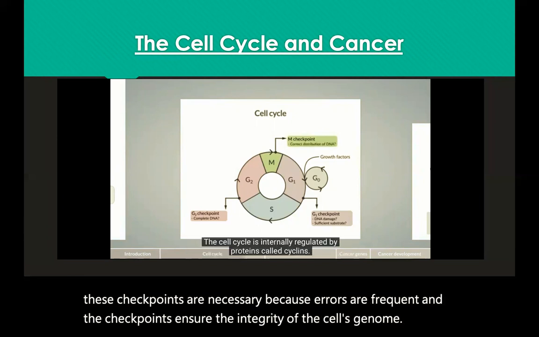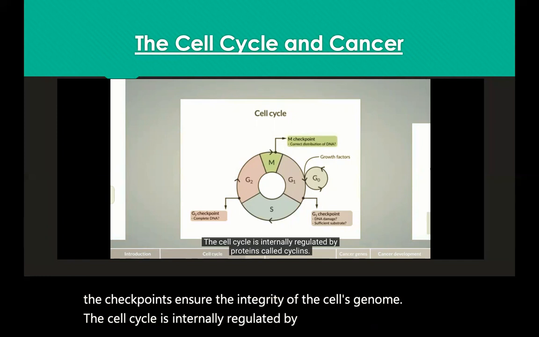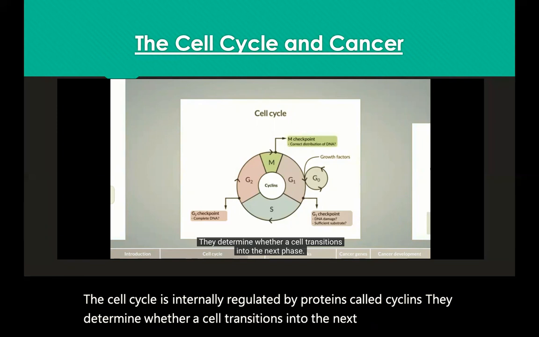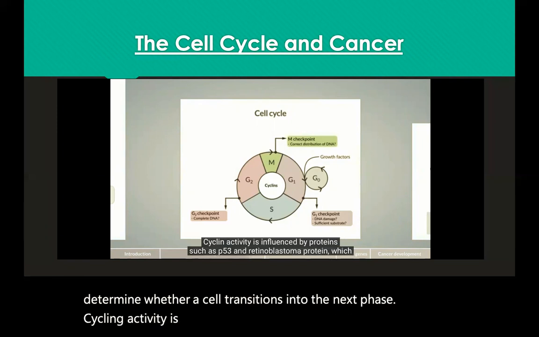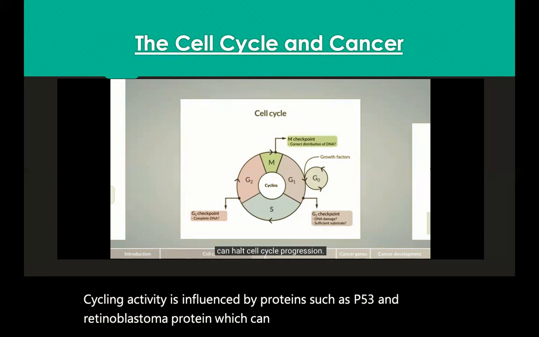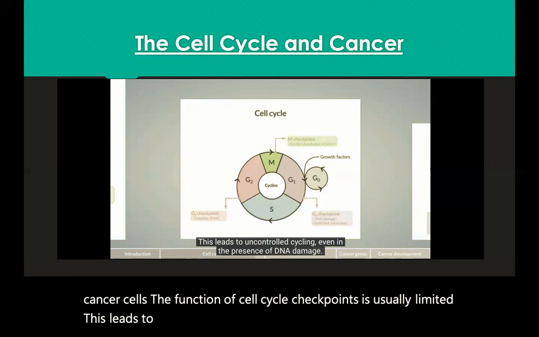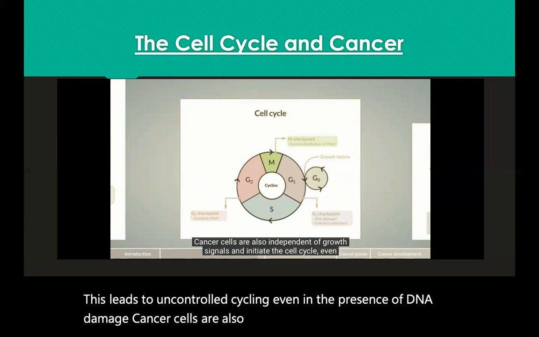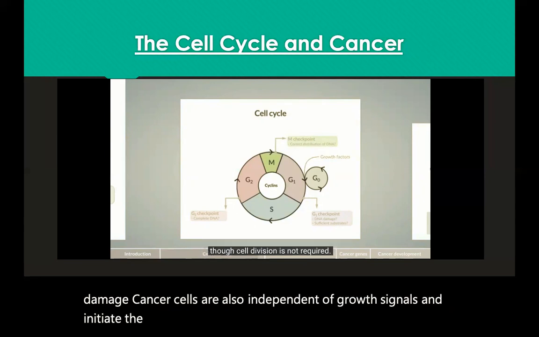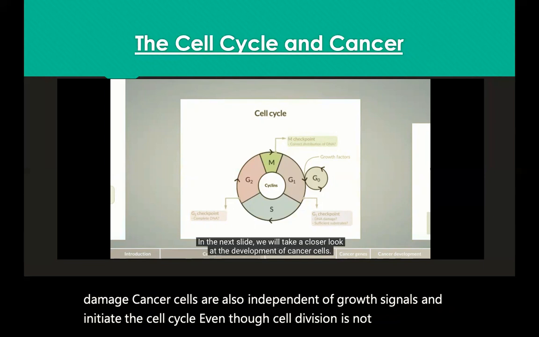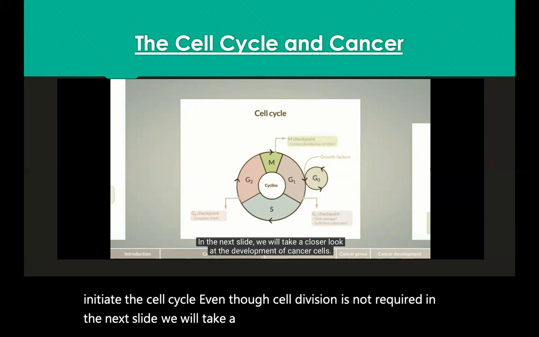The cell cycle is internally regulated by proteins called cyclins. They determine whether a cell transitions into the next phase. Cyclin activity is influenced by proteins such as p53 and retinoblastoma protein, which can halt cell cycle progression. In cancer cells, the function of cell cycle checkpoints is usually limited. This leads to uncontrolled cycling, even in the presence of DNA damage. Cancer cells are also independent of growth signals and initiate the cell cycle, even though cell division is not required. In the next slide, we will take a closer look at the development of cancer cells.